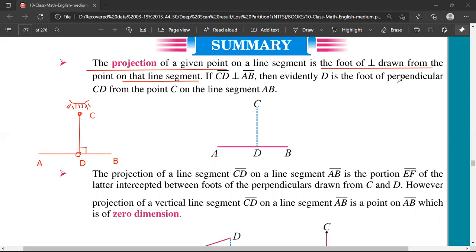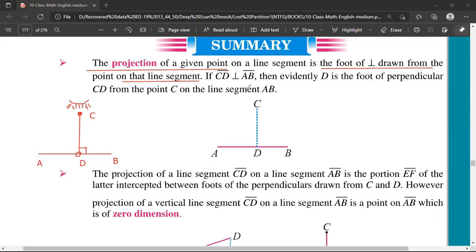So the explanation about D is this: D is the foot of the perpendicular which you have drawn from point C to line AB. So this foot point of the perpendicular is basically the projection of the point C on line AB. So this is the statement, or the definition, of the projection of a given point on a line segment. I hope that you will understand. This is a simple concept which is required to understand the projection.